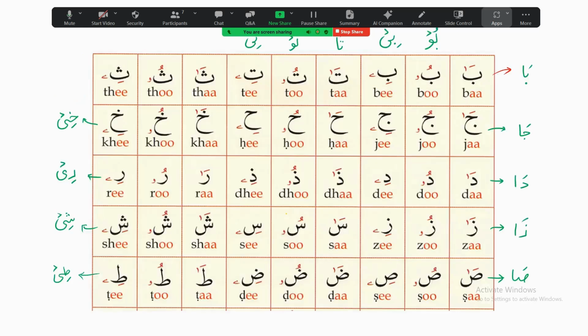Okay, let's come towards the exercise that we do. All of the letters here are written with these small symbols, and you are supposed to stretch these for 2 counts, inshallah.